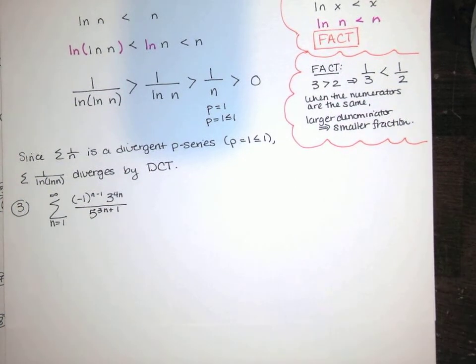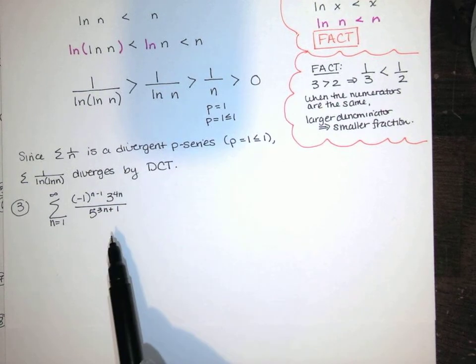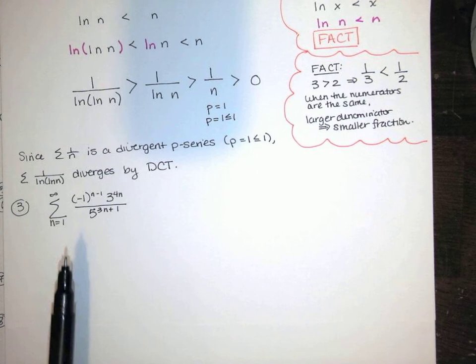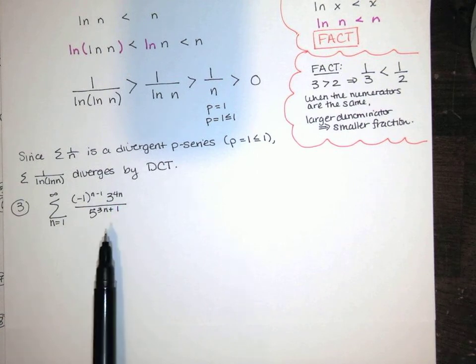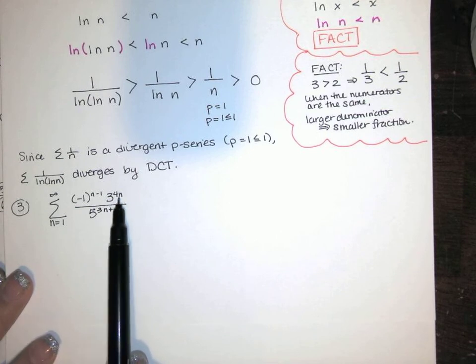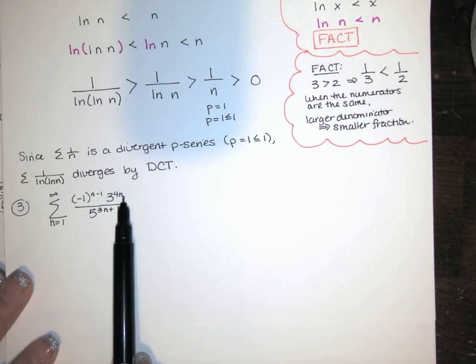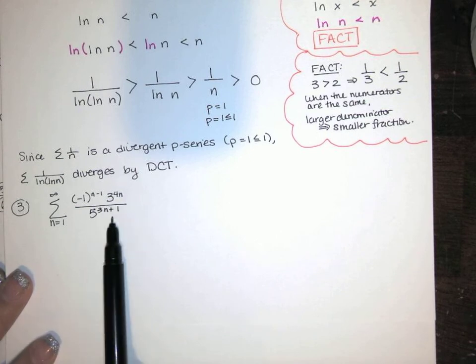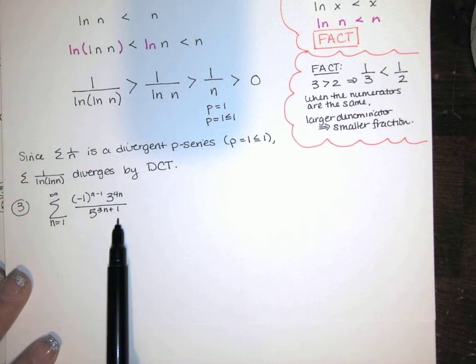Now, the first thing I always ask myself is, is it a p-series or a geometric series? Well, it's not a p-series because it doesn't have an n to the p, but I think it is geometric, even though it's not written in the right form yet. With exponent properties, I should be able to write this as a constant to the n times a 5.